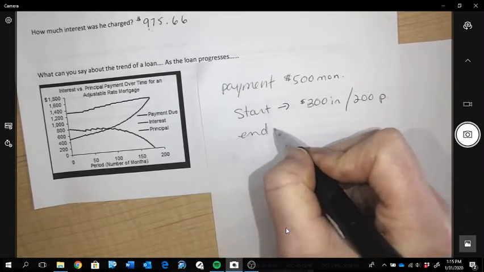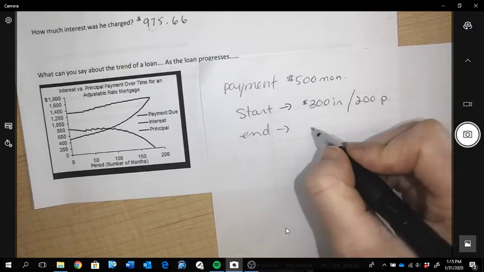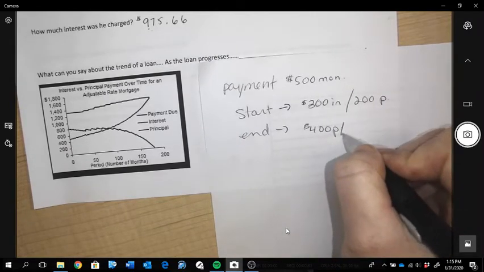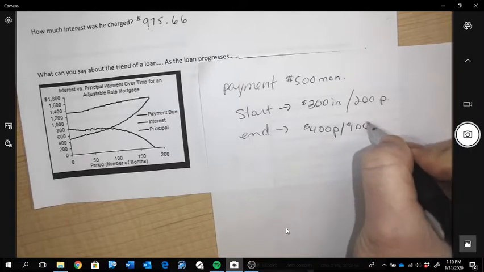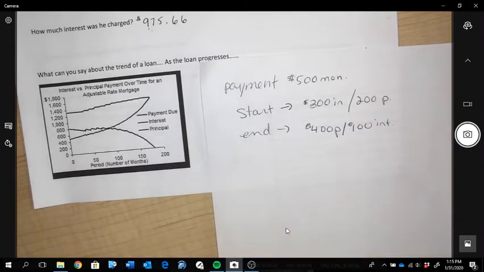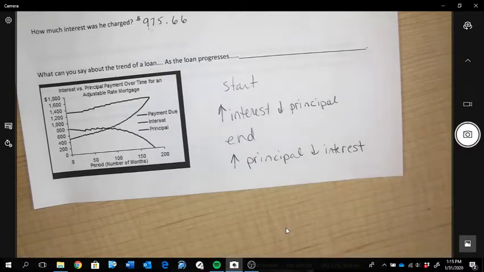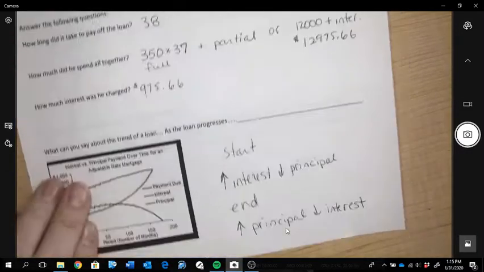But by the end, you could be 400 going to the principal and 100 to the interest. So as you go through a loan, at the very start, you're high interest, low principal, but then by the end, most of your money is going off of your principal. Okay, so that's the pattern that you would see.